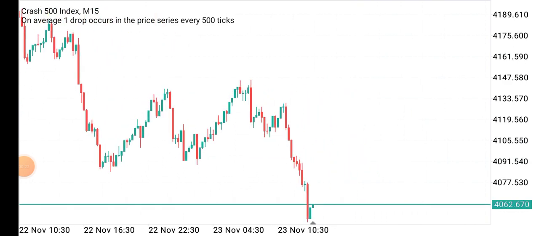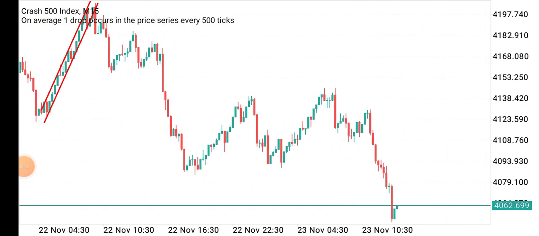Okay, so the first thing you need to understand is that when market buys for a long time, like we are on crash, if market buys for a long time, know that when it wants to sell, it's going to also sell for a long time.